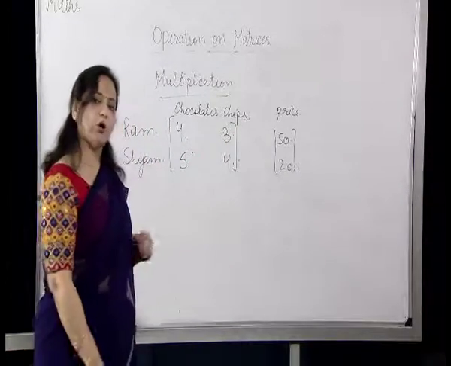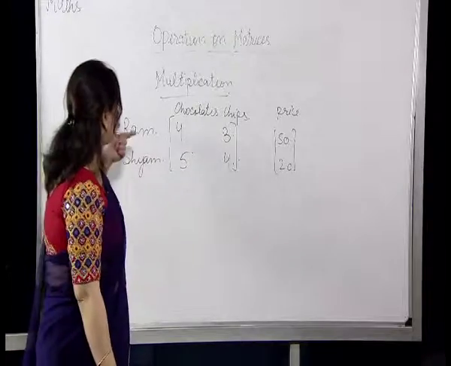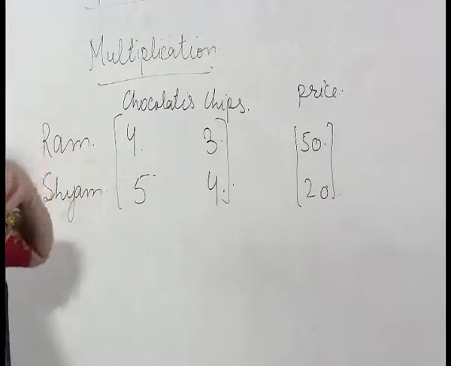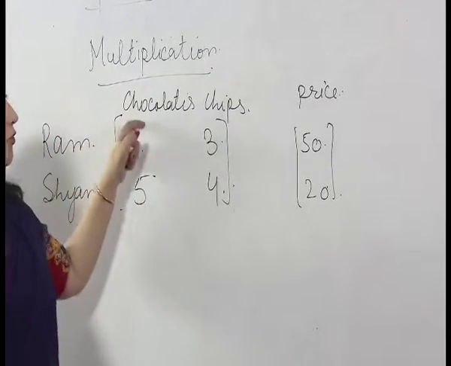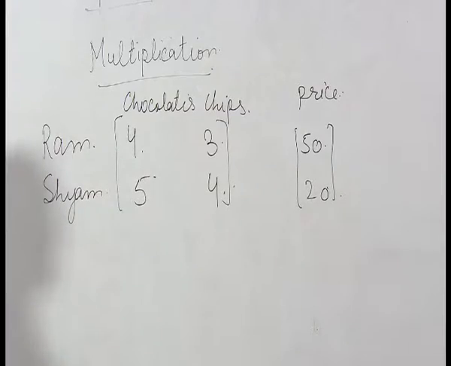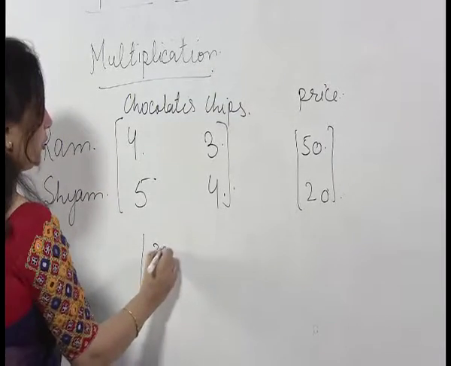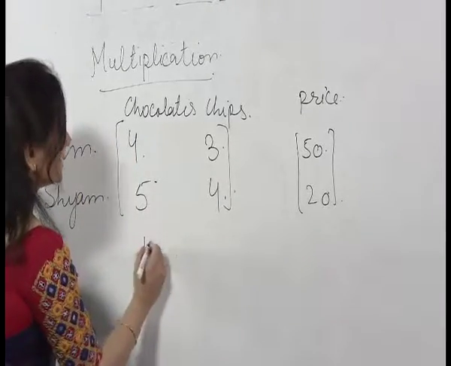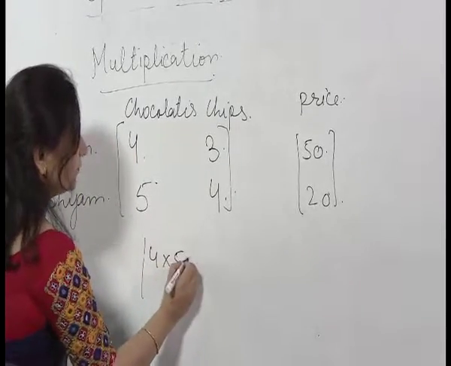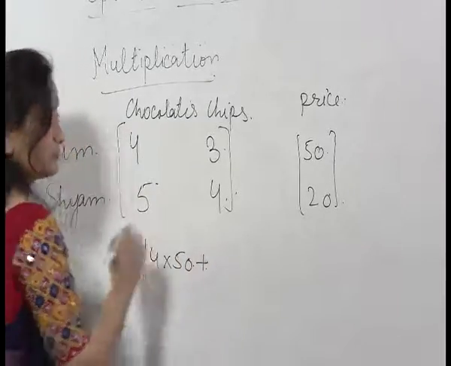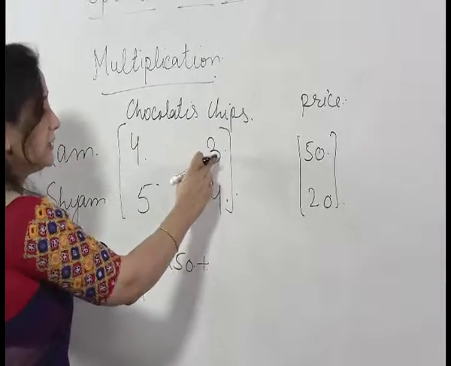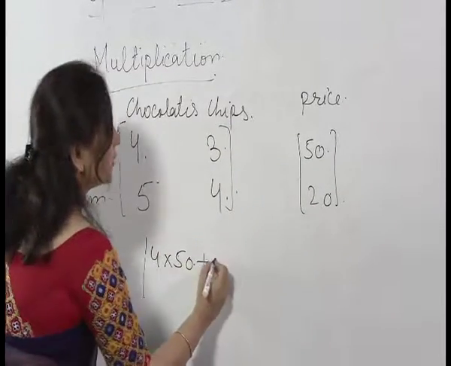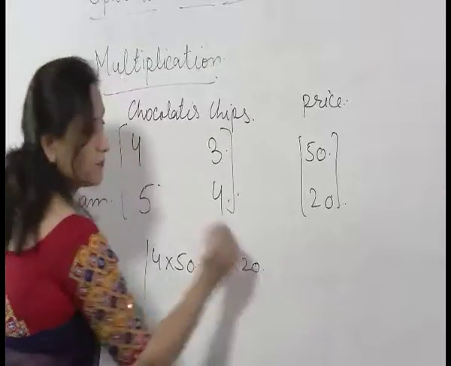Okay. So, now all of you know how to calculate how much money Ram has to spend. He has bought 4 chocolates. So, what will he do? He will multiply 4 with 50. So, that means he has spent 200 for that, 4 into 50, and what else had he taken? He has taken 3 packets of chips and the cost of each packet is 20 rupees. So, he'll do 3 into 20.